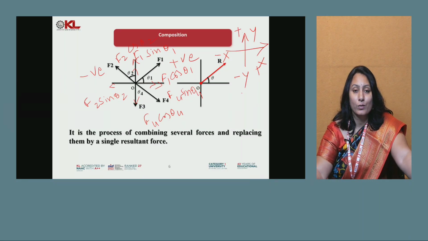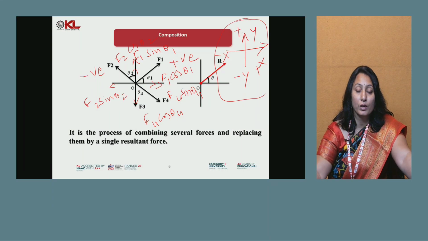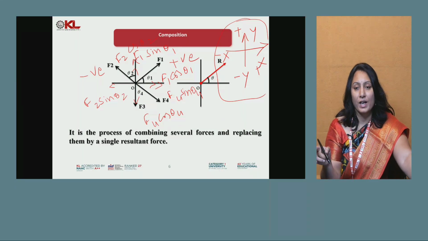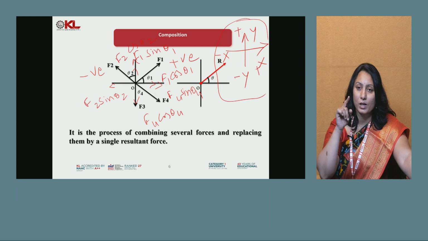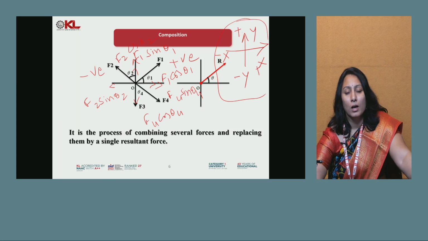Sign convention is very, very important during the process of solving resultant problems. So we need to remind this whenever we are solving the resultant problems. So right side x-axis is positive, left side x-axis is negative, upwards y-axis is positive, downwards y-axis is negative. So this is the sign convention we need to follow apart from the resolution.